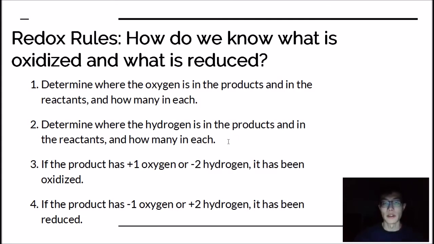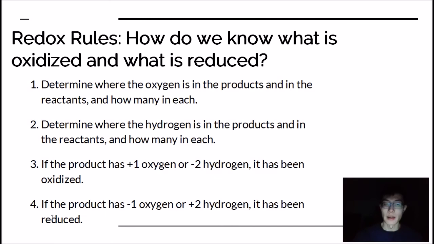Then what you want to do is determine the hydrogen count. So you look at where the hydrogen is in the products and in the reactants and how many of those are in each. Then what you do is look at the change. So if the product of the reaction gains 1 oxygen or loses 2 hydrogens, then it has been oxidized.